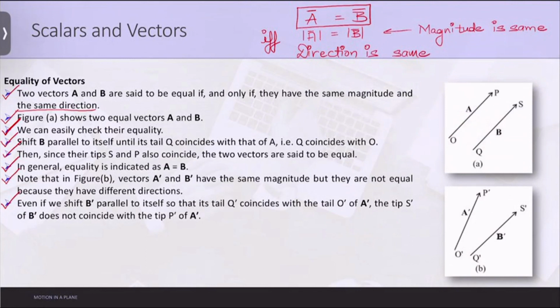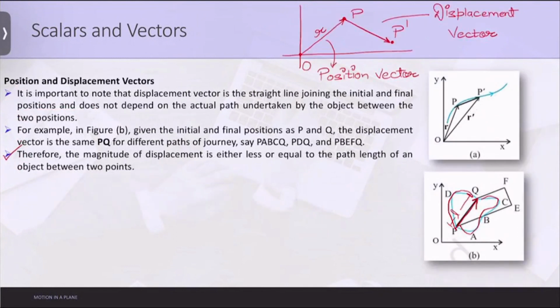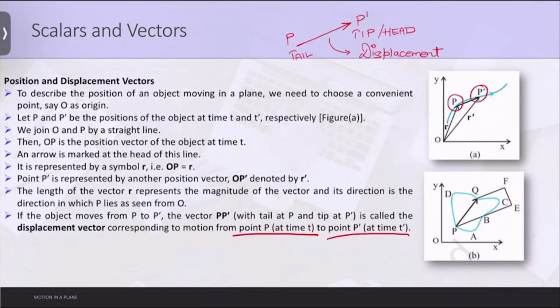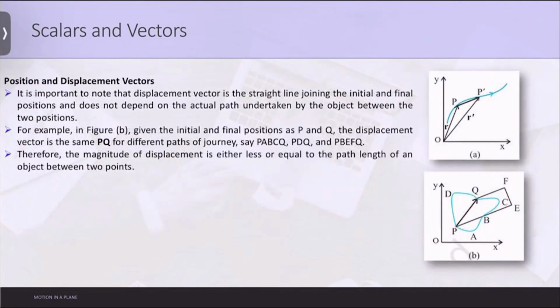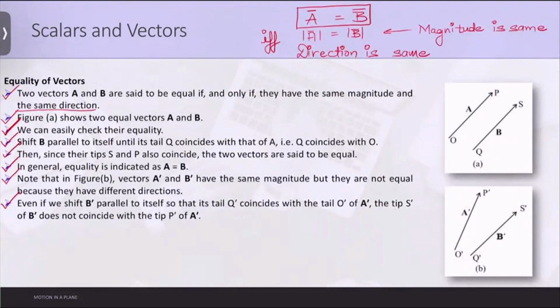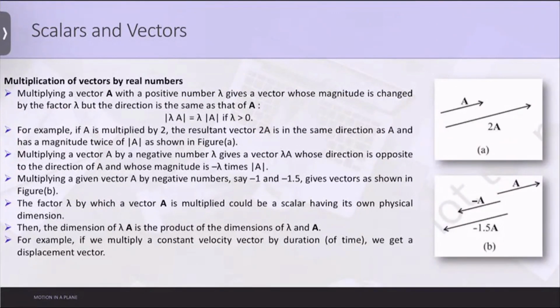In the previous slides, we understood what vectors are, how we represent vectors, and what the position and displacement vectors are. And in the present slide, we understood the equality of vectors. Let us now understand multiplication of vectors by real numbers. How is multiplication supposedly done for vectors? Let us understand this scenario now.